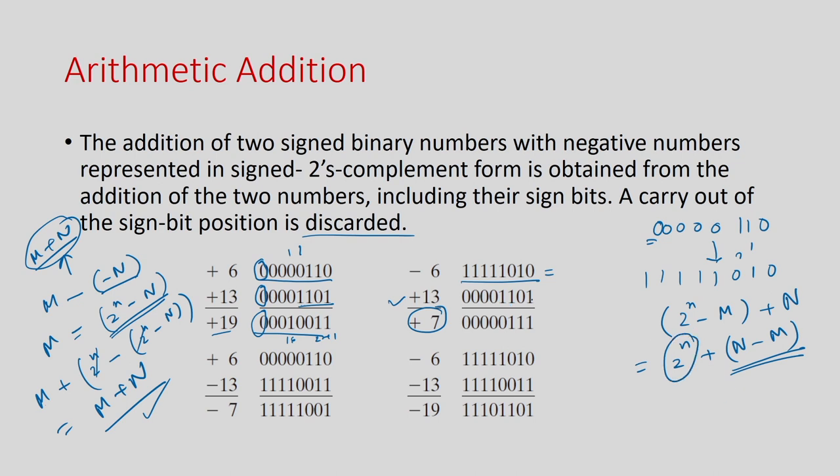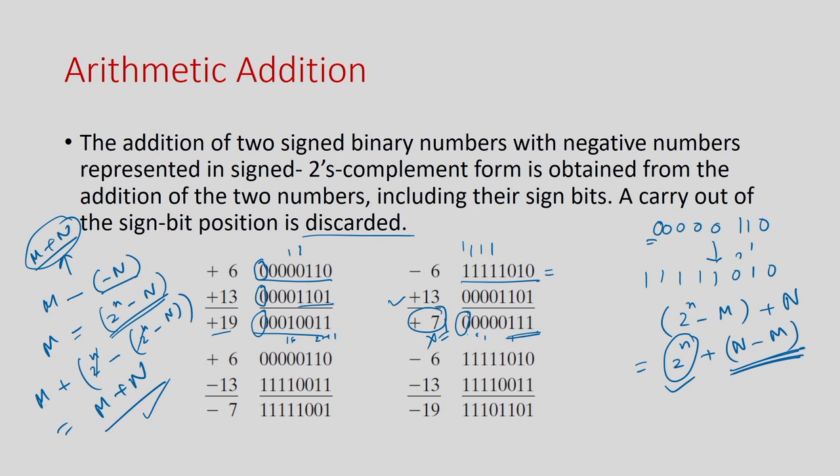So, let us try to do this. So, 13 is this and if you do this addition, 101 101 101, then 110, there is a carry here, then 110 here, there is a carry here, 110, there is a carry here, 110, there is a carry here. So, this carry will be discarded and you see this is 7 and this is a positive number, that is the expected result, because the carry out is discarded and this is n minus m. N is positive and m is negative because I have taken minus 6. Okay. So, this is done, right.